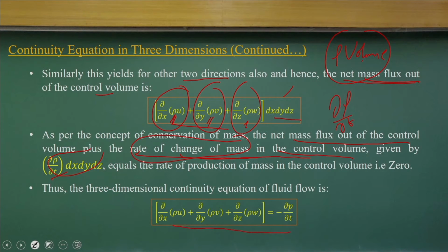If you look at this equation, this is the net mass influx in the x direction, the net mass flux in the y direction per unit volume, and the net mass influx in the z direction per unit volume. This is the net storage of mass, the rate of change of mass storage within the control volume. That is what we represented like this.